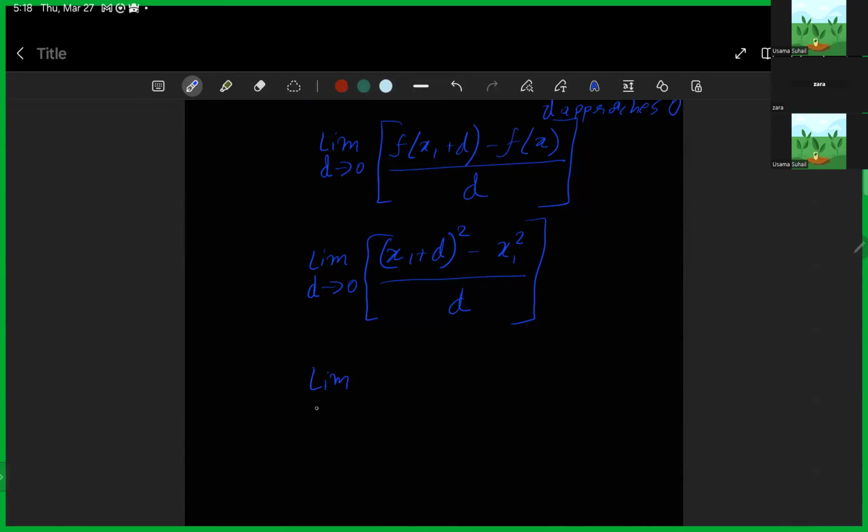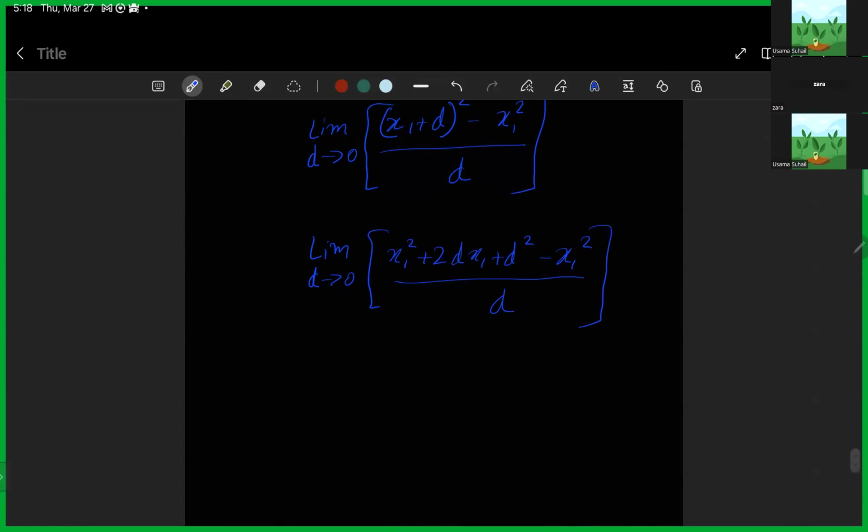So limit d approaches 0, x1 squared plus 2dx1 plus d squared minus x1 squared all over d. Now I can see that x1 squared and the negative x1 squared will be cancelled out, right? Leaving me with limit d approaches 0, 2dx1 plus d squared all over d.